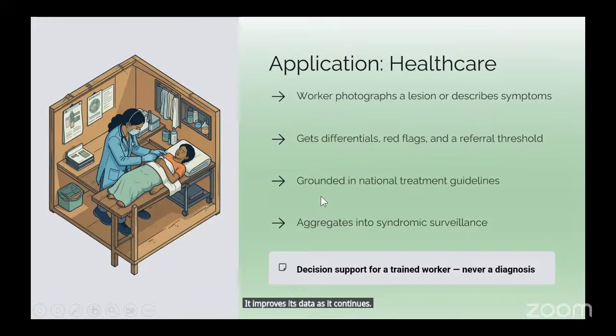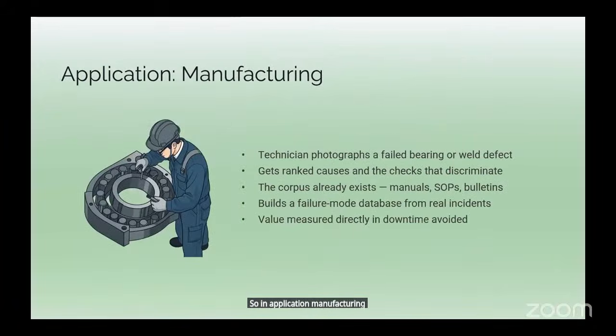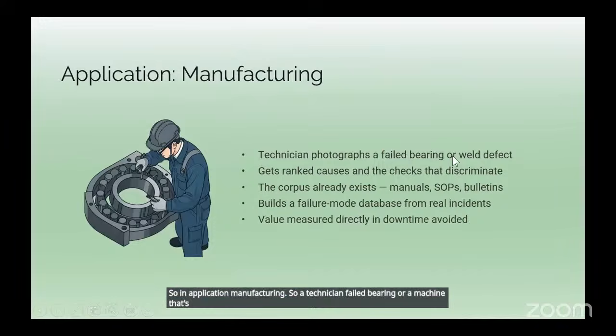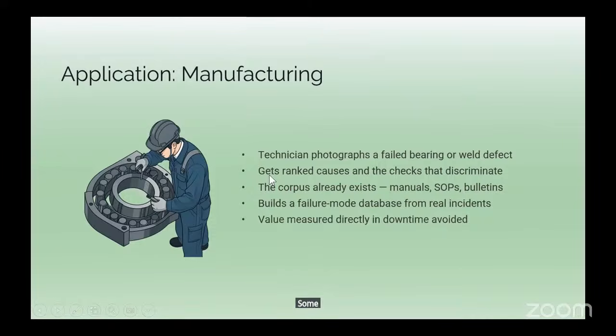Okay. So in the manufacturing application, a technician photographs a failed bearing or a machine that's not working, and it gets some possible causes and checks that it can make. The material there is gathered from manuals and different databases.